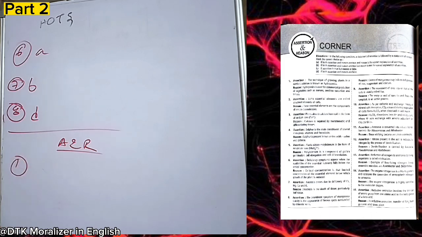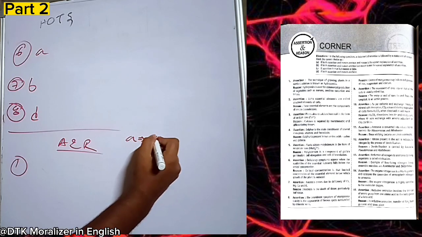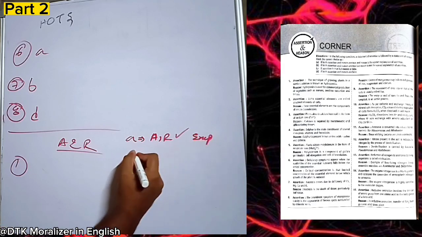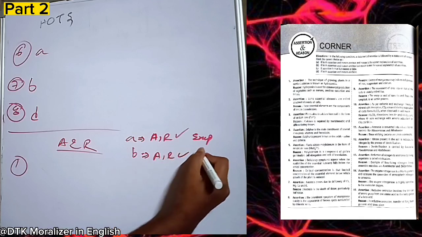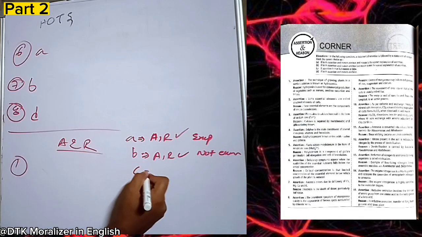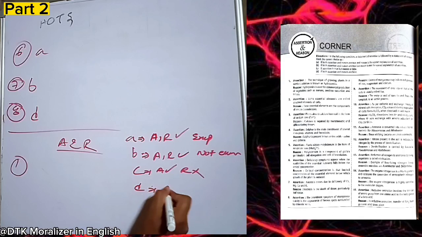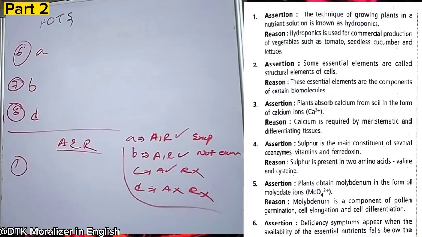Here, for assertion and reason questions, you have to remember the options. If assertion and reason are right and the reason is the correct explanation, option A. If assertion and reason are right but the reason is not the correct explanation, option B. If assertion is right and reason is false, option C. If assertion and reason both are false, option D. These are the options for assertion and reason.